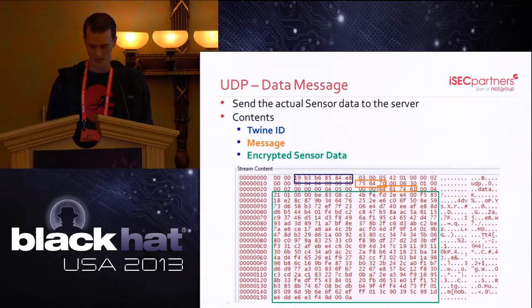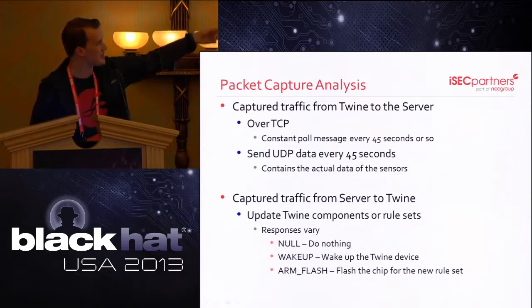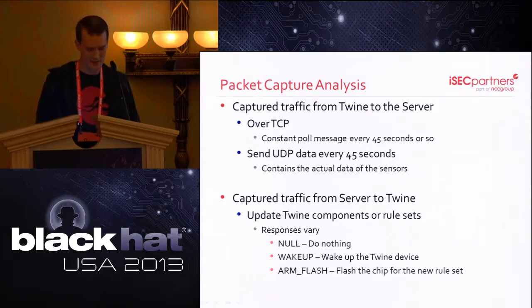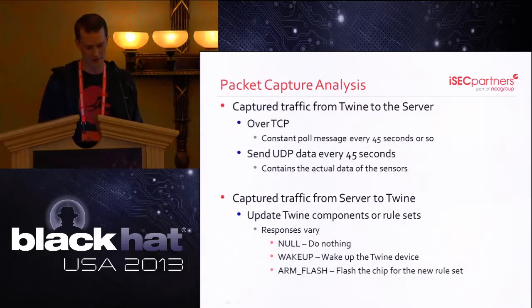So just to recap, we have 2 avenues of communication occurring here. We have one from the server to Twine, and then one from Twine to the server. Twine to the server is occurring over TCP and UDP. It's roughly every 45 seconds. And from server to Twine, this is predominantly or only over TCP. And we have 3 different responses: null, wake up, and arm flash. And now the updating process for the arm flash, this could be for rules, if you were pushing down new rules to Twine, or if you were to update the actual Twine software.